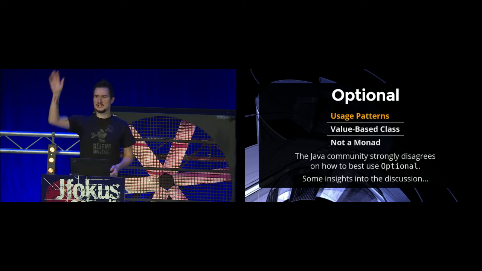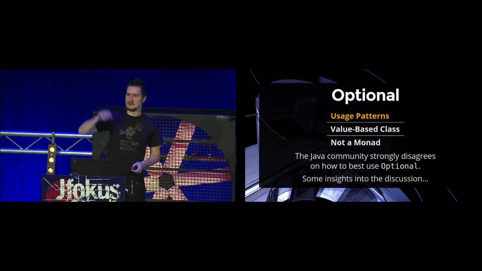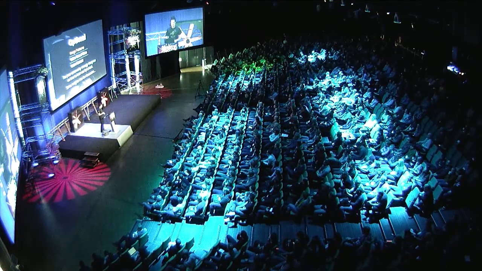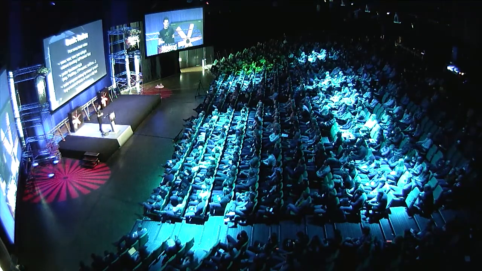So who wants to see usage patterns of Optional? Oh, looks like almost half already. Value-based class? Much fewer. Monads? Oh, okay, let's see whether we can come to monads. Surprise second place there. Then let's go through Optional faster.